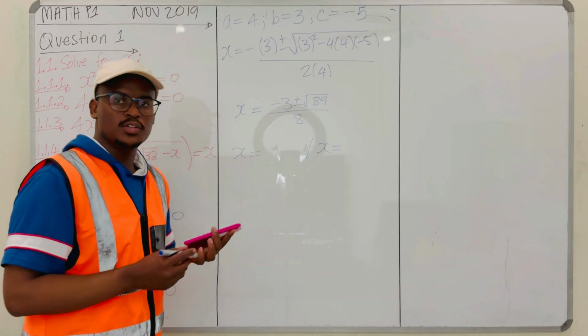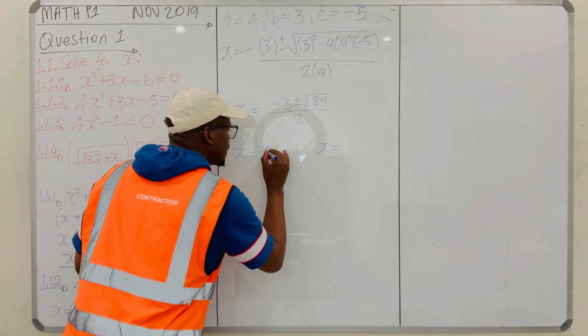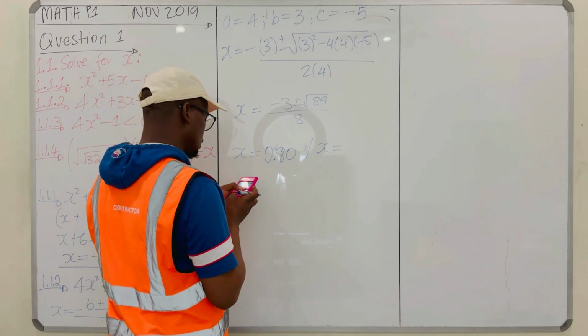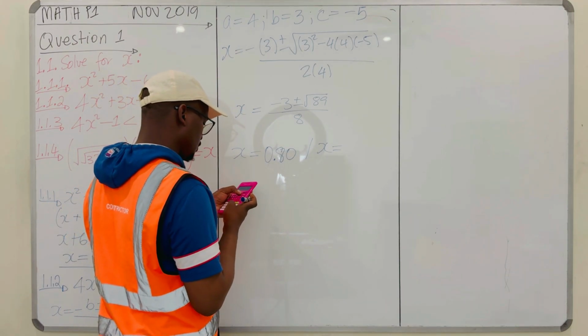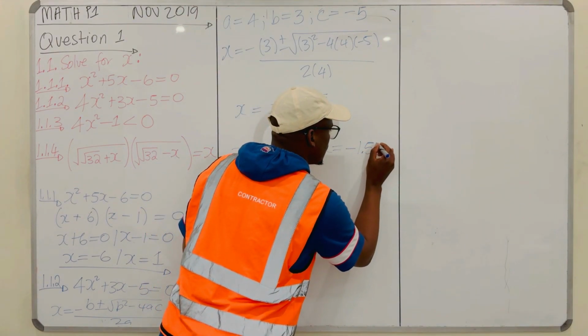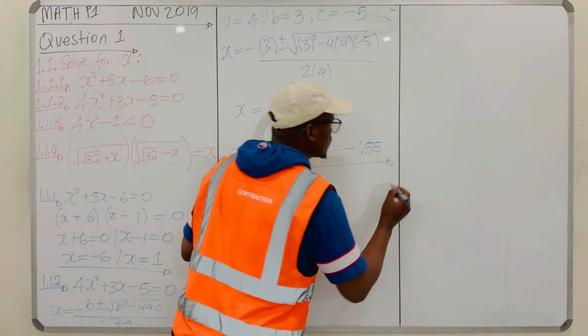They said correct to 2 decimal places, so we're going to do that. When we do, we're going to get 0.80, right? And the second solution, when you put a minus, is minus 1.55. So these are your solutions to the second equation.